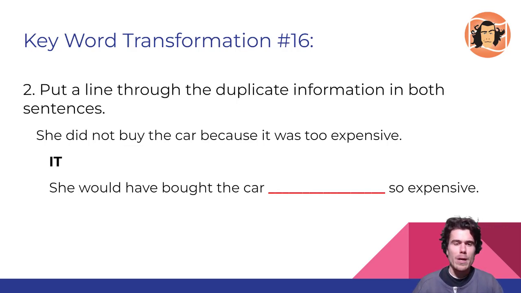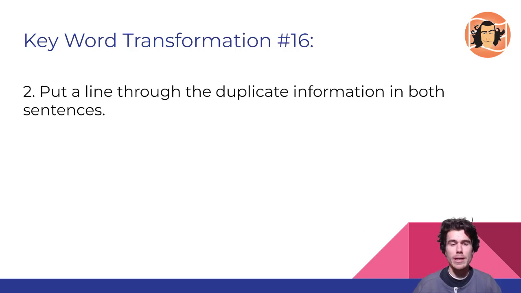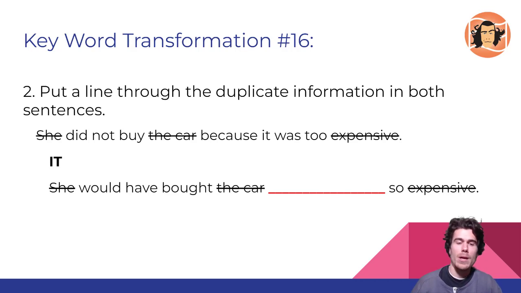Step number 2. Put a line through the duplicate information in both sentences. She did not buy the car because it was too expensive. She would have bought the car, so expensive. Okay, so I'm going to put a line through the words which are the same in the top sentence and the bottom sentence, and you should do the same. And when you've done that, press play on the video and we'll see which words I put a line through. Okay, so I put a line through she, the car, and expensive.